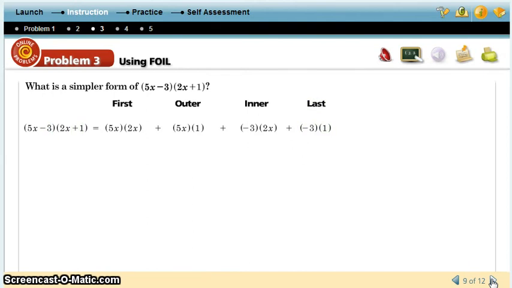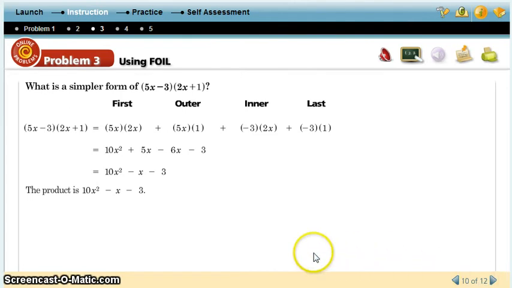Now simplify this expression. So the product is 10 times x squared plus 5 times x minus 6 times x minus 3. The product in simplified form is 10 times x squared minus x minus 3.